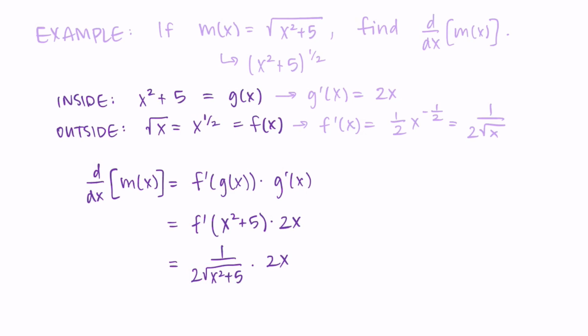And now I just need to simplify. So I'm seeing that those 2's will cancel. So I'm left with x over the square root of x squared plus 5. And we found our derivative. We found the derivative of m.